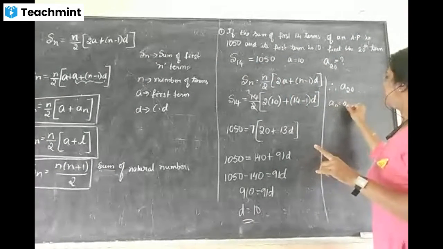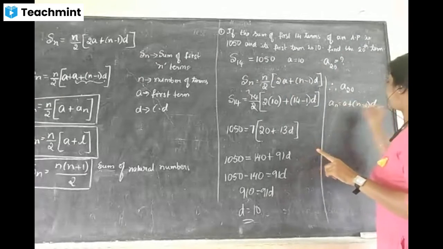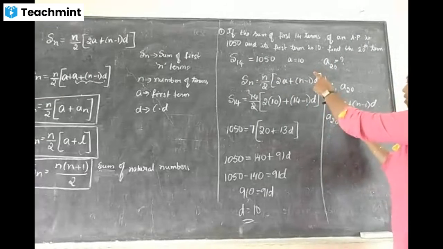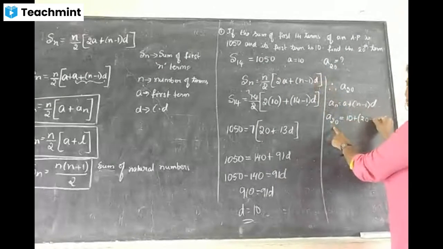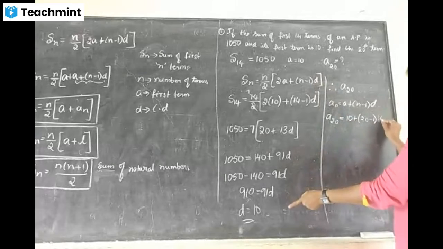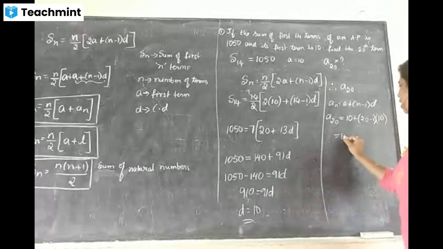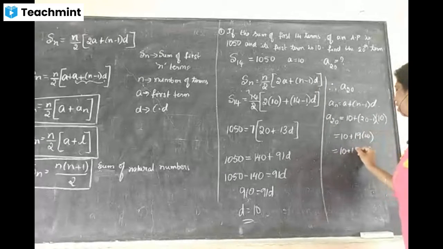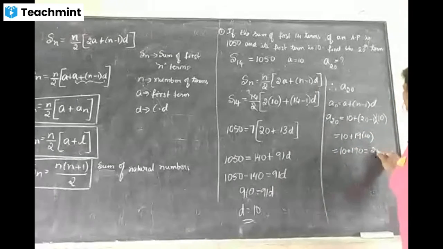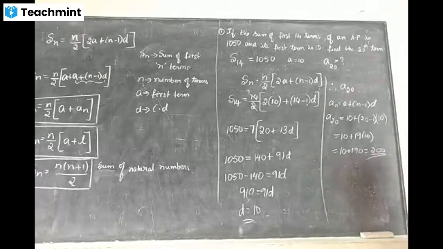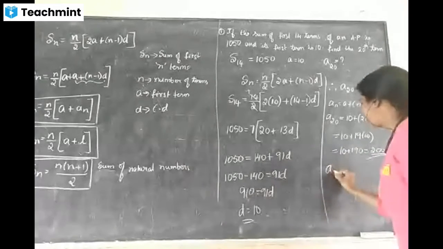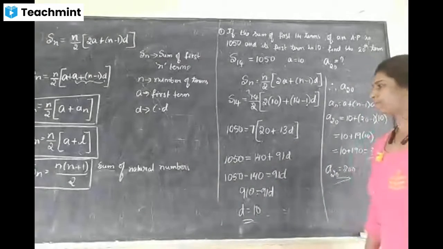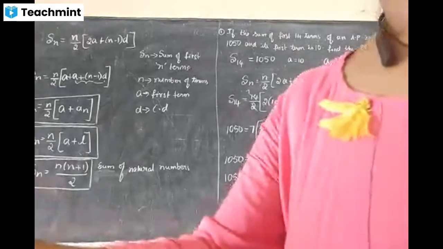An is equal to a plus n minus 1 into d. So a20 is equal to a, which is 10, n is 20 here, 20 minus 1, d we got as 10. So 10 plus 19 into 10, so 10 plus 190. That is equal to 200. So the a20 value is 200. This much we have to do. Just a minute.